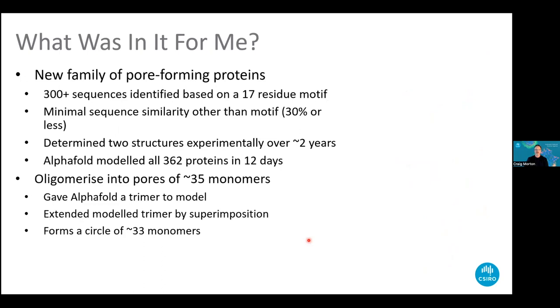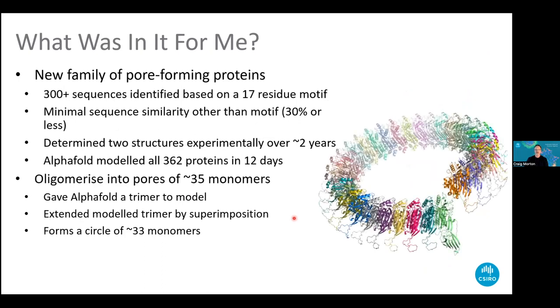The other thing we know about these toxins is they oligomerize into pores. So I gave AlphaFold a trimer to model, and then once it had built the trimer, extended it by superimposition. AlphaFold knew nothing about this pore form of the protein, that it formed these large multimers. But the model it built, I could extend round, and it made an almost perfect, slightly out of alignment, 33-mer loop. So the structures you can get out of AlphaFold can give you information amazingly accurately.